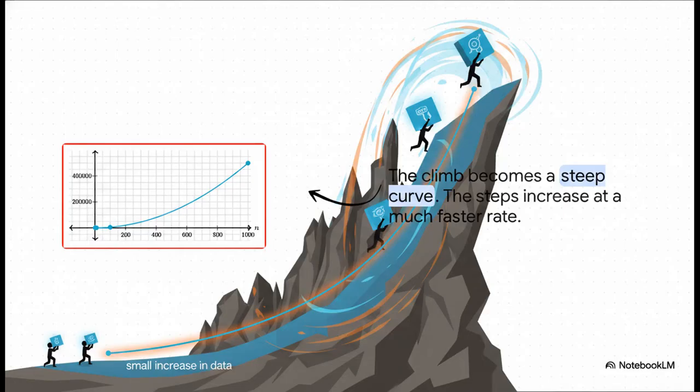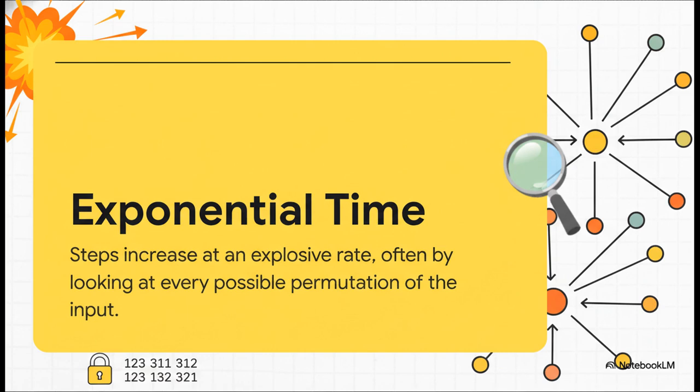That line is starting to curve upwards, and it's getting steeper and steeper. A small increase in data now leads to a huge leap in the work required. Our gentle climb is quickly turning into a cliff face. And if you thought that was bad, well, welcome to exponential time. Here, the number of steps increases at a truly explosive rate.